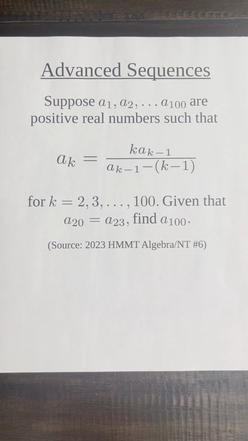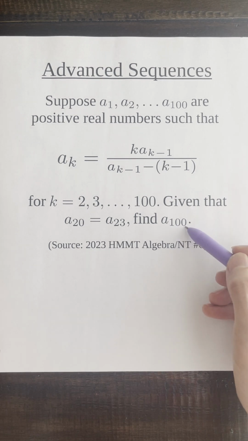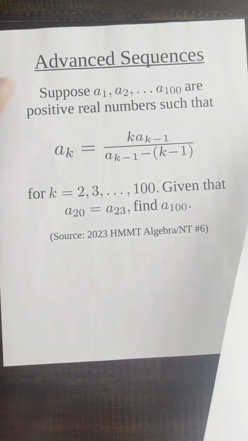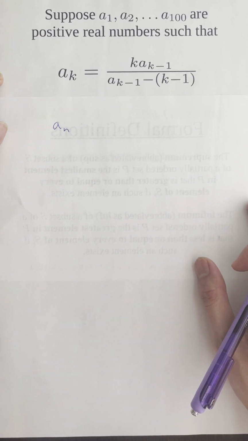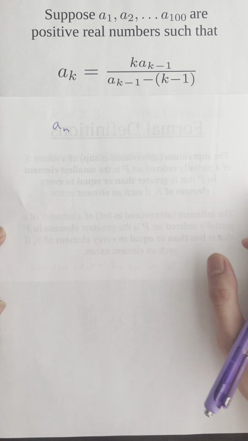Okay, so here's how to do it. They're asking for A100, and since 100 is a large number, we want to find an explicit formula for AN. So how do we find AN? Well, if you're unsure of where to begin with these kinds of problems, you can start by calculating the first few terms and looking for a pattern.